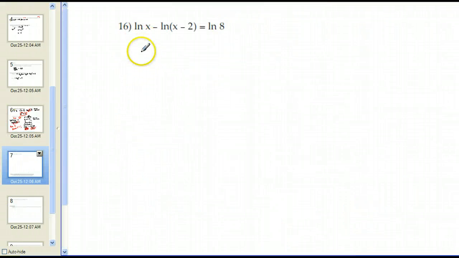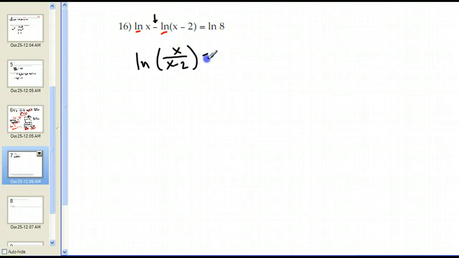Alright, I'm going to do the same thing here, except we're going to use an even nicer property of logs here. I'm going to combine these two, same base log, so they can be combined using this time the quotient rule, because we have subtraction. We can combine these with that same log, natural log, and then parentheses, this is going to be our numerator, this is going to be our denominator. What are they equal to? They're equal to this still.